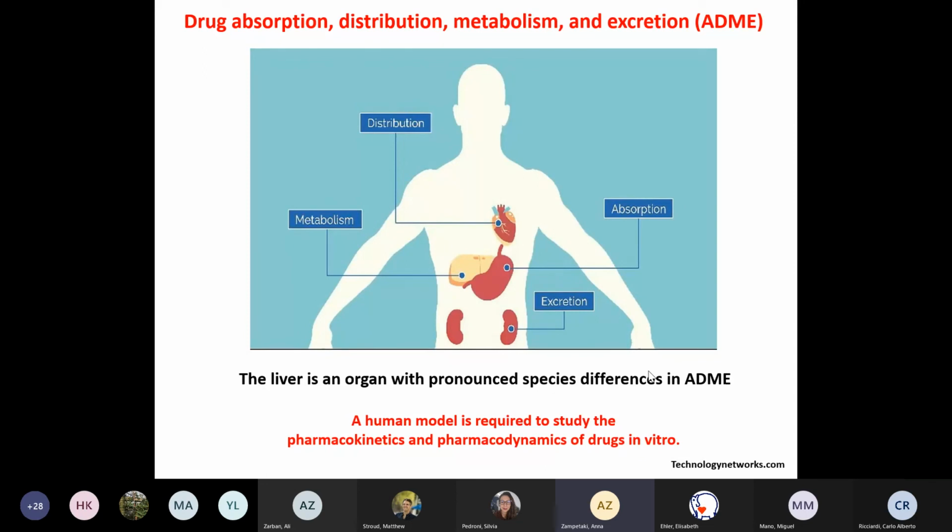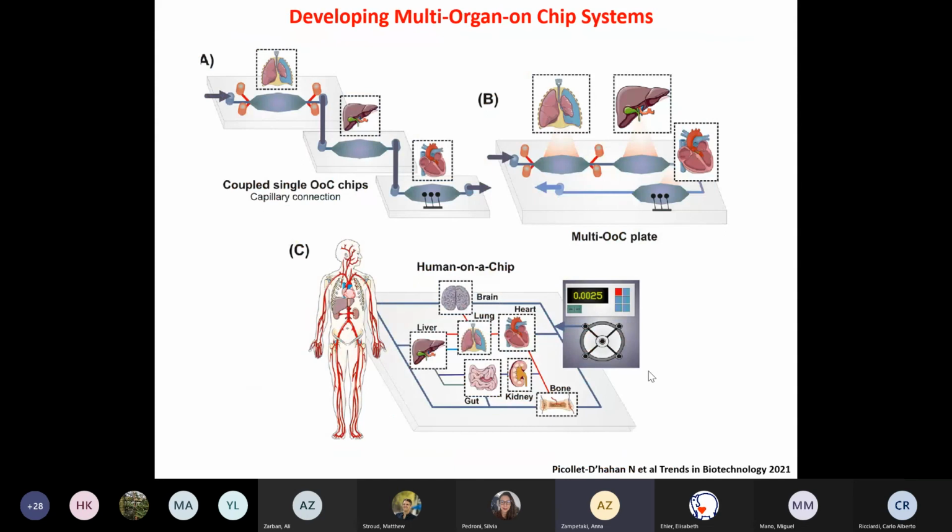in vitro. And in this case, people came up with the idea of multi-organ-on-chip systems, or having different organ models connected and under the same circulatory system, so you can have a human on a chip.